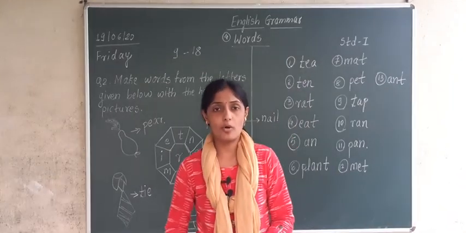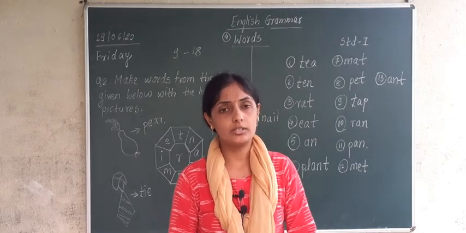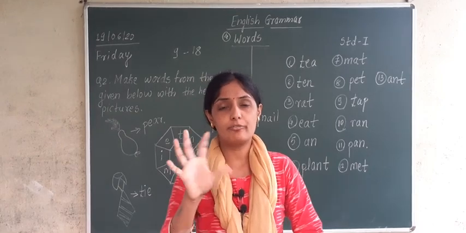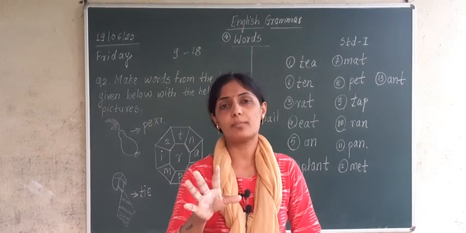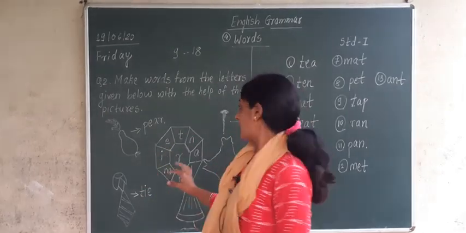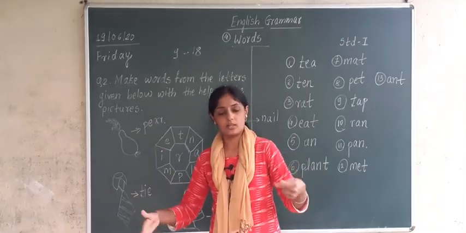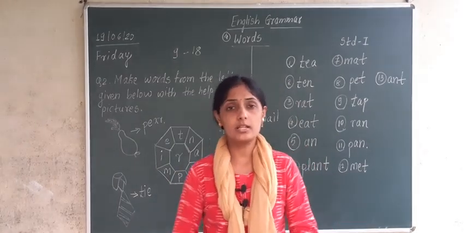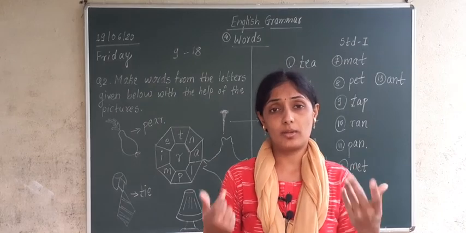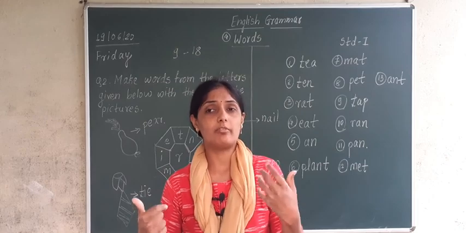You should learn how words are formed. You can tell your mother or father, please give me some letters. Take any 5 examples of letters, and with those letters you make words. If they give you a picture or a diagram like this one, from that you try to make more words, and what will happen? Your thinking power will increase, and you will be able to make new words from the letters. You will be able to make your own words, and it will help you in English.